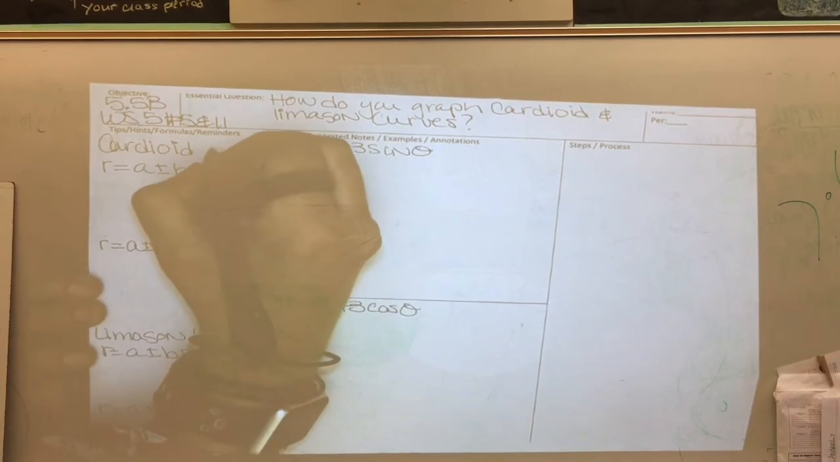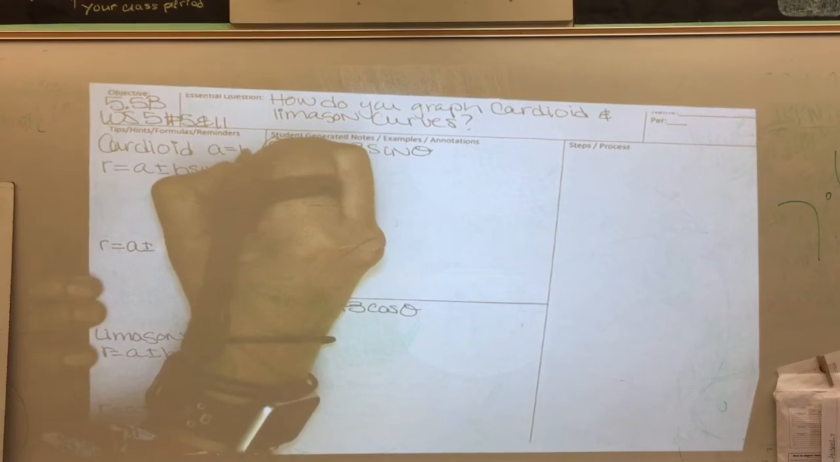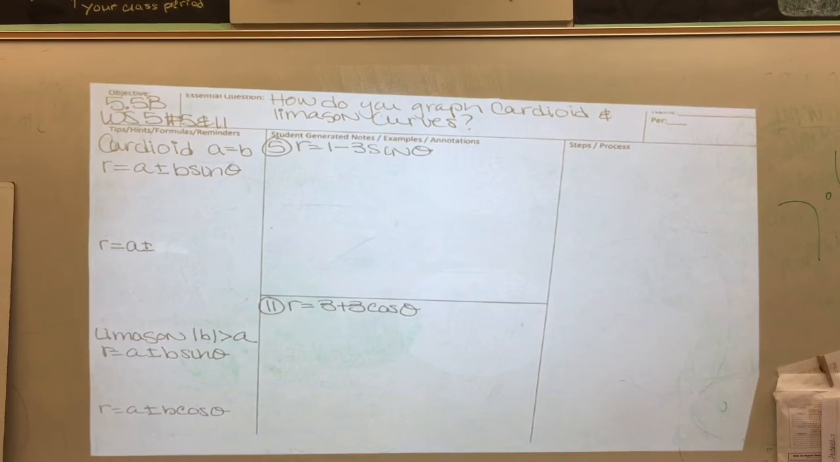The cardioid, they will be identical. So just remember, same, not same. But the process is identical, so you probably won't get messed up. Okay, so let me show you guys the difference.